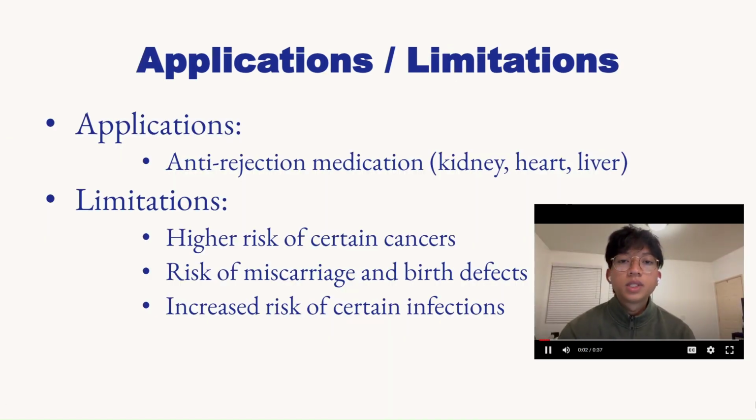The last thing we wanted to say about CellCept is that while it is useful for preventing an immune response following organ transplants, there are some potentially harmful side effects. There's an increased risk of certain cancers when taking CellCept, including lymphoma and certain skin cancers. There's also a risk of miscarriage in the first trimester, and if the pregnancy does come to completion, there's an increased risk of birth defects in the child as well. And finally, there's an increased risk of serious, potentially life-threatening infections due to the fact that CellCept does weaken your immune response.